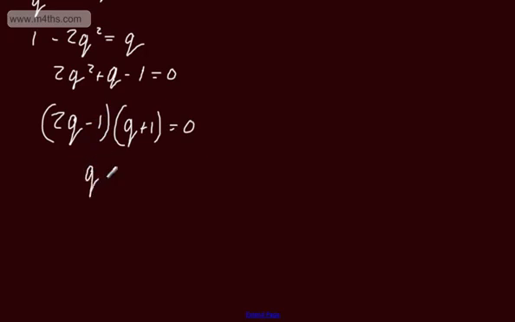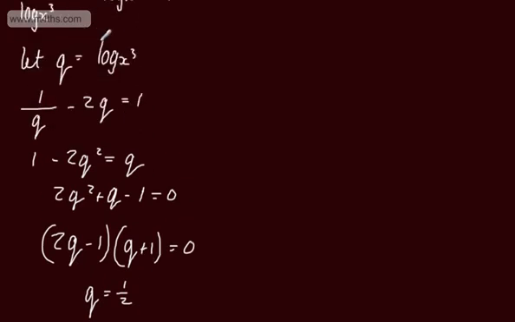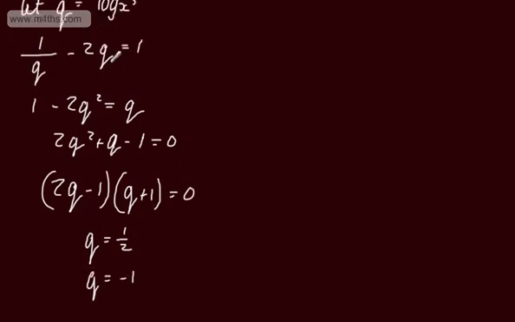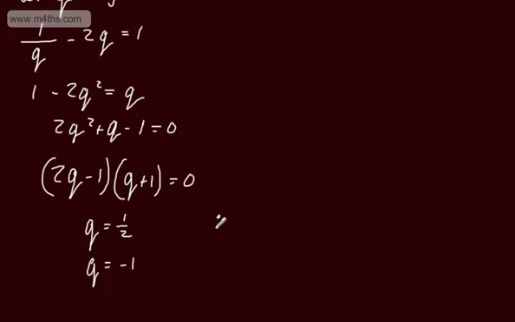So we can say that q will be equal to positive 1/2, or q will be equal to minus 1. Now don't worry that q is a negative number. That doesn't mean that it's not a valid solution. All we do is go back and look, and we've let log to the base x of 3 be equal to q. So log to the base x of 3 is equal to 1/2. And then this one, log to the base x of 3 is equal to minus 1.